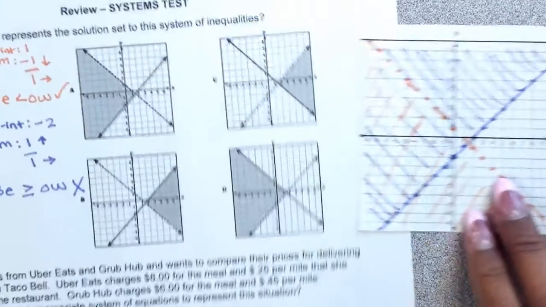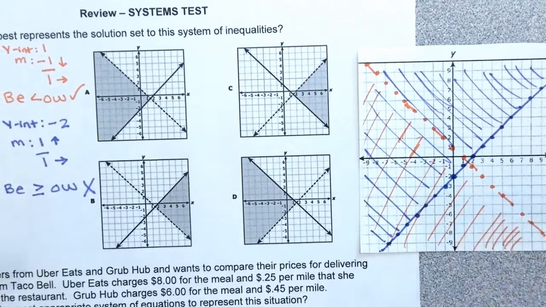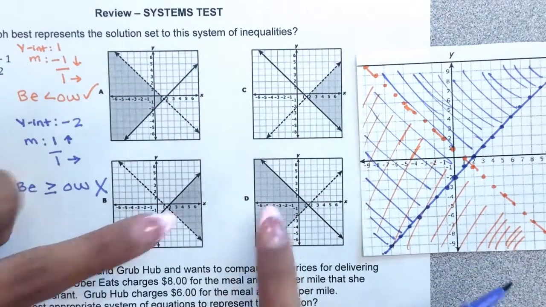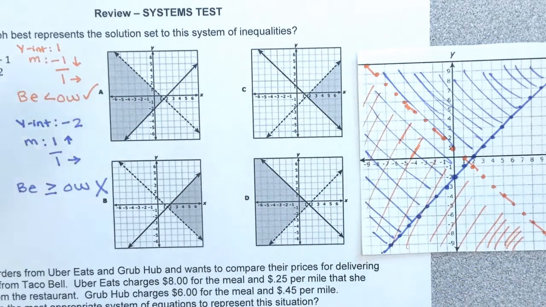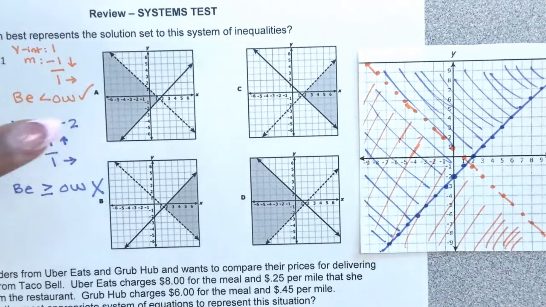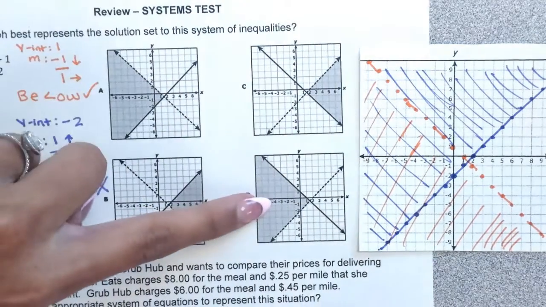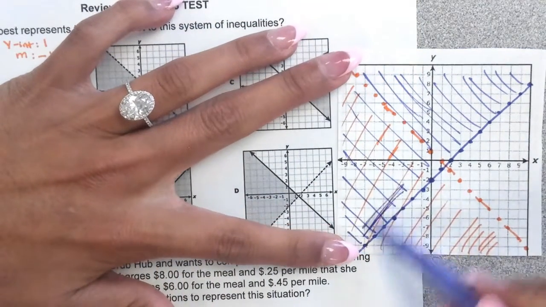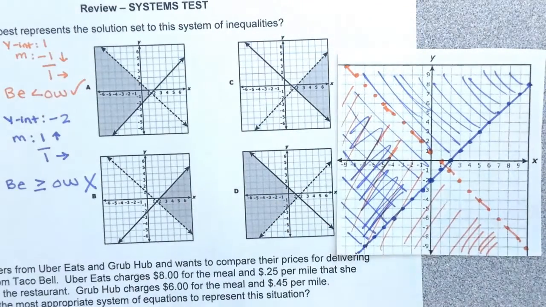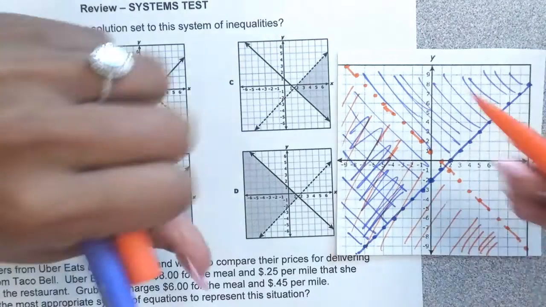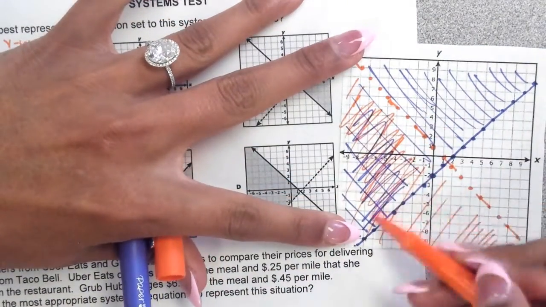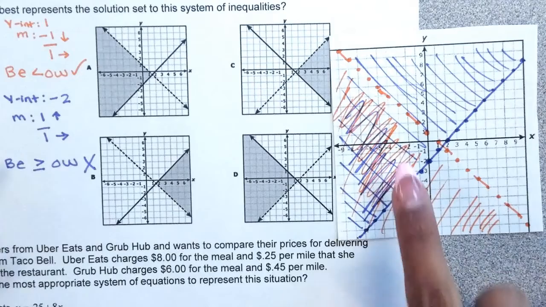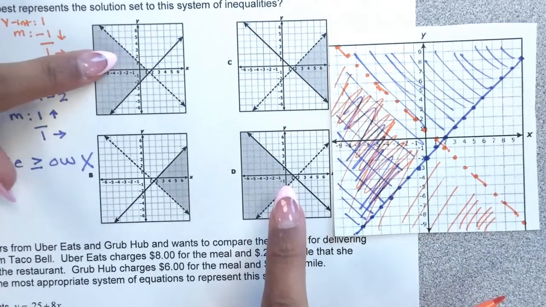So now that I'm done graphing my two lines, as you can see, there's only one shading in all of my answer choices. That one shading means that's the double shaded area. So looking at my graph, where is the double shaded area? The double shaded area is right here. We have purple and we have orange right here. So this is the double shaded area, which means it's got to be answer choice A or D.